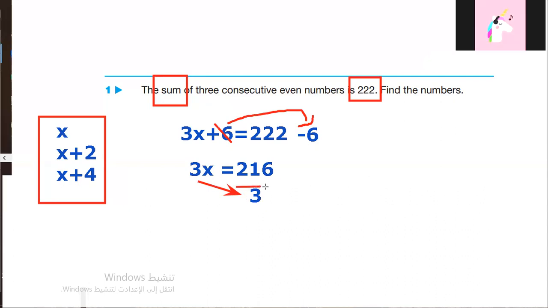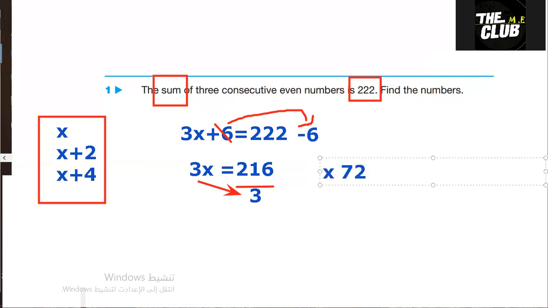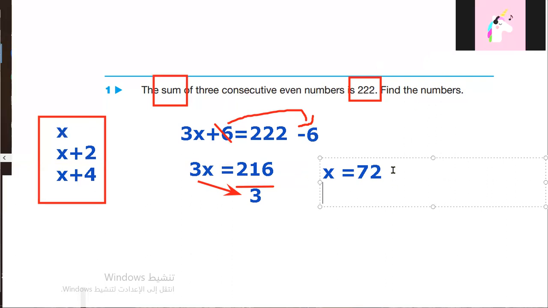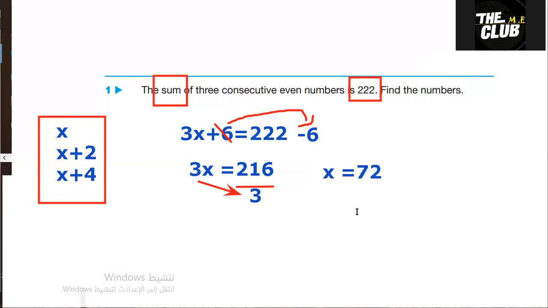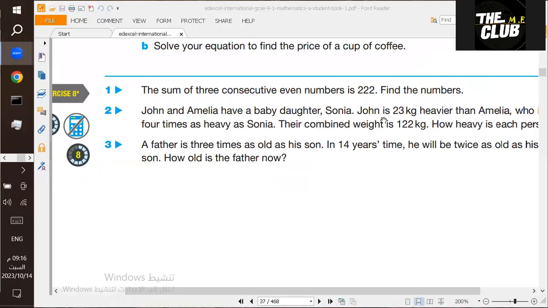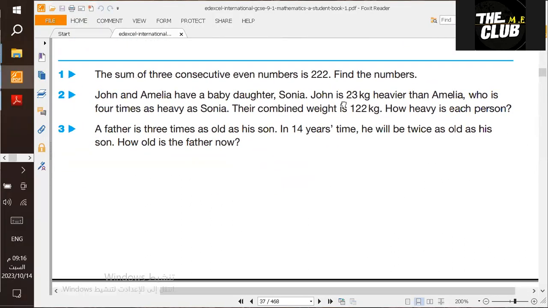I got 72, so x is 72. So the first number is 72. And then next we have 74, and then 76. Yes, that's the idea. The numbers are 72, 74, and 76. And this is the idea of this question, okay? Now, let's move on to the next one. Just have to follow the rules of writing equations. That's the idea.